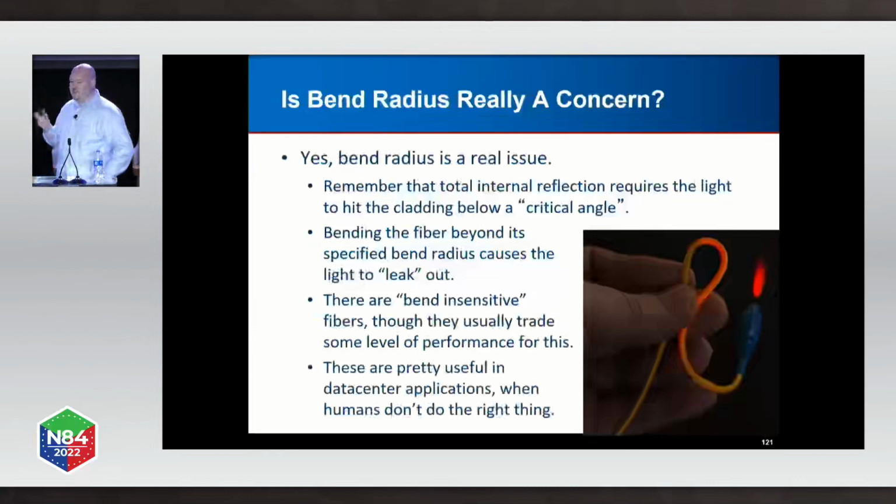People ask, do I need to be concerned about bend radius? Yes, it's a real issue. And in fact, the way that you find weird loose fibers is you plug a red light on the end and you go out and you bend the fiber and you see it, just like that. As you bend it past its critical angle, it makes the light leak out.